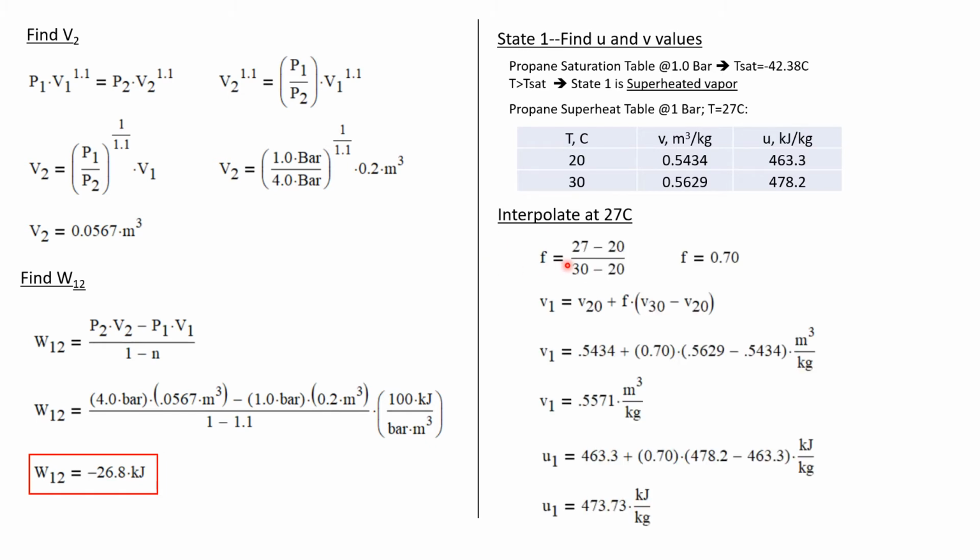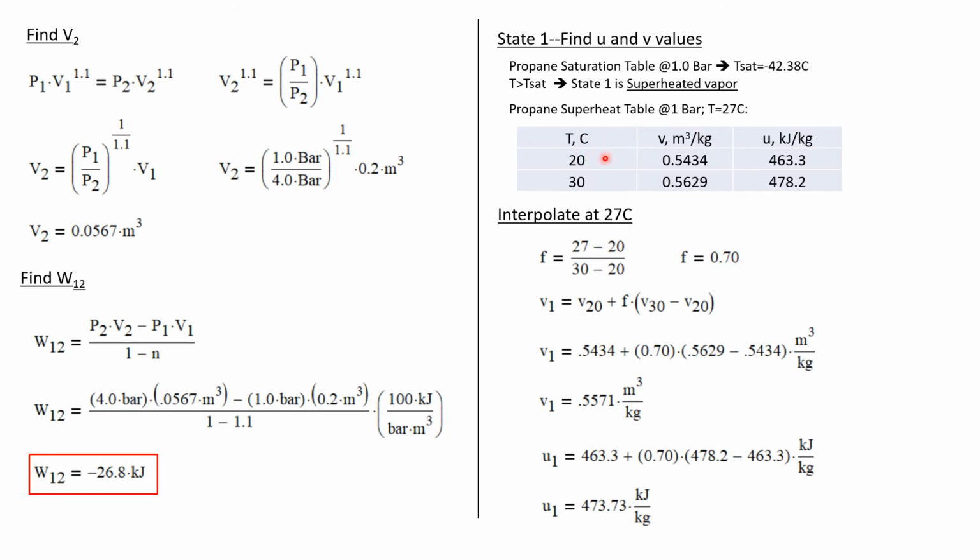The way I interpolate, I like to use this F value, which is actually an interpolation factor, or a fractional factor. Essentially, it's how far I am between the first row and the second row in this table. Since I'm at a temperature of 27 degrees, F is 27 minus the value in the first row over the value in the second row minus the value in the first row. So I find that the interpolation factor is 0.7, which makes sense.